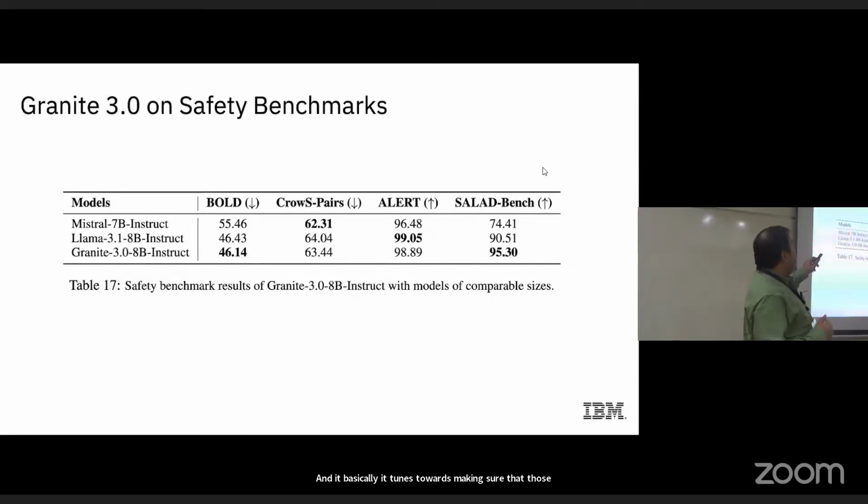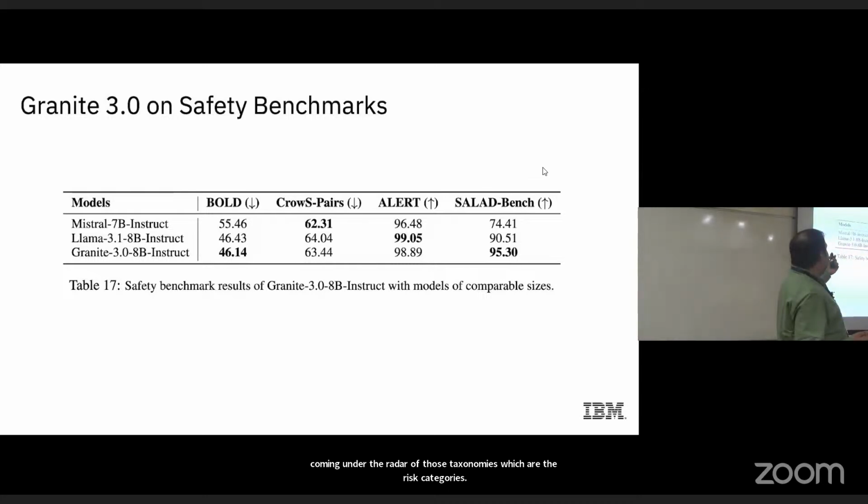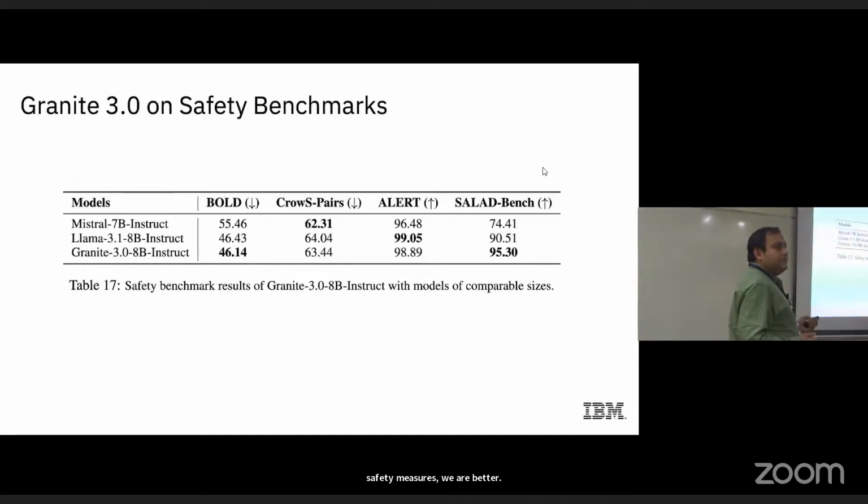And the way to prove our point is these are some of the data sets on safety benchmarks. Meaning these are the data sets which specifically try to measure how well you are producing safe outputs, where "safe" means that it is not coming under the radar of those taxonomies, which are the risk categories. And in this case, Granite 3 compared with Llama and Mistral, we can see across the different benchmarks for safety measures, we are better, except in ALERT, where we are slightly down. No, these are again all accuracies.